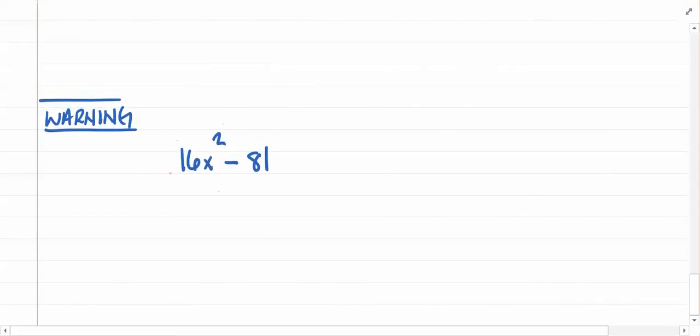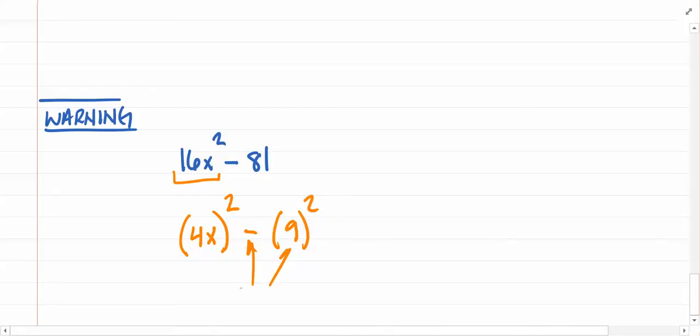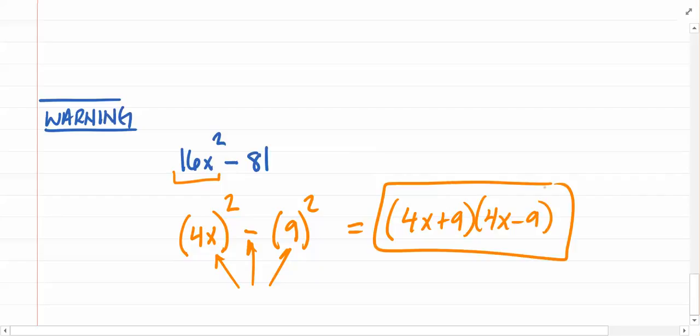A lot of students don't see this as the difference of two squares. And this is because the very first term, 16x squared, can be written as 4x all squared. So take a moment and realize that that is indeed true, because 4x all squared gives me 16x squared, minus 81, of course, is 9 squared. So now again I have the difference of two squares, so it can be factored as 4x plus 9 times 4x minus 9. And those are the two special cases that we were talking about today: perfect square trinomials and the difference of two squares.